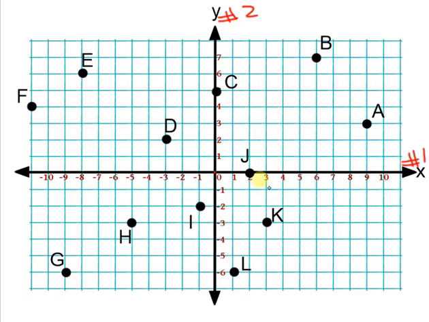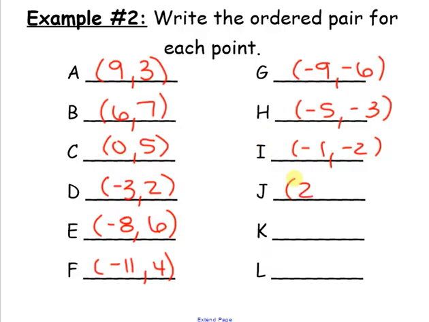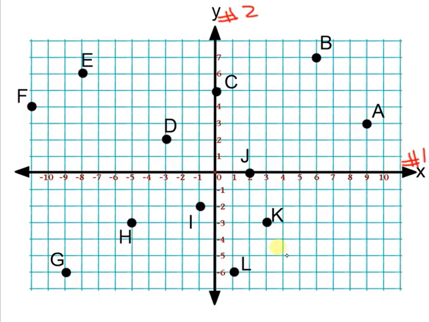Alright, here's J. Now, J is not in a quadrant because J is on top of an axis, just like C is not in a quadrant. It looks like we're going to go to the right 2, and we're not going to go up or down any. So it's (2, 0). Okay, one more. Here's K over here. K is in quadrant 4. So we're going to go to the right 3, down 3.